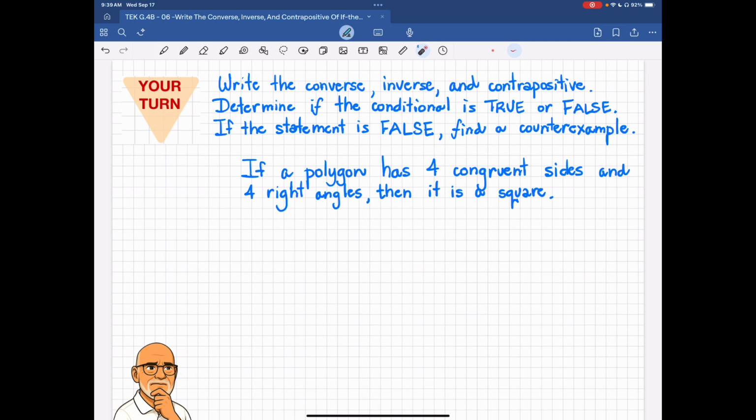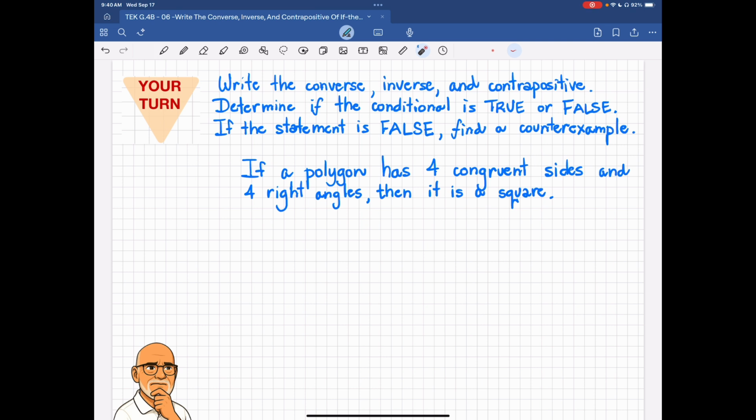So let me just talk you through this for a little bit. You want to locate the if and the then, all right? Anything after the word if becomes your hypothesis, and we'll call that our P. And anything that's after the word then becomes our conclusion, and that's going to be our Q.